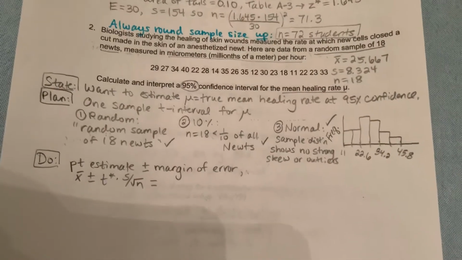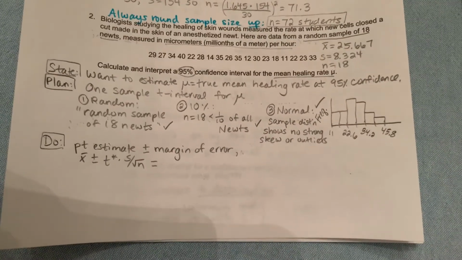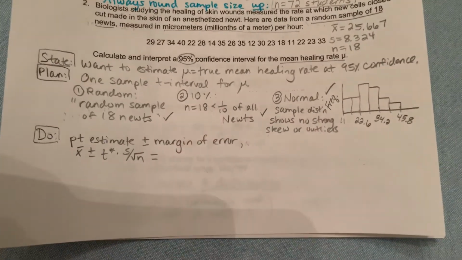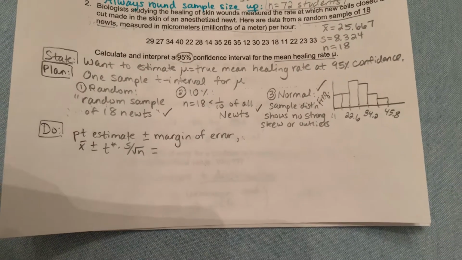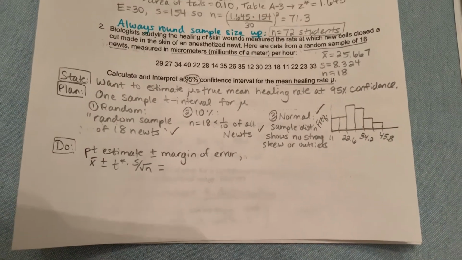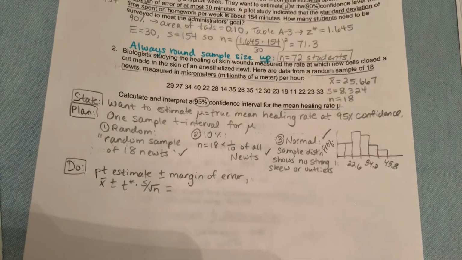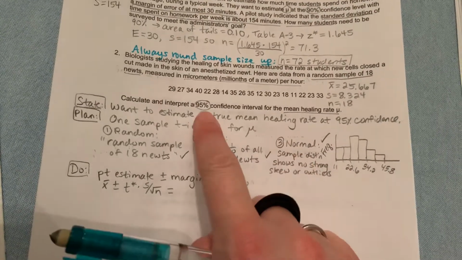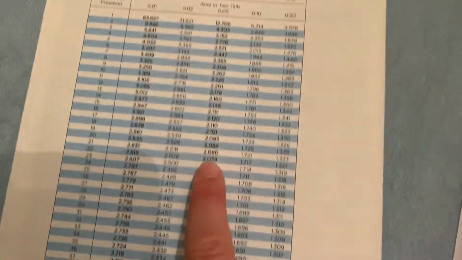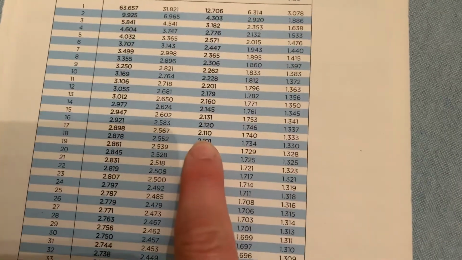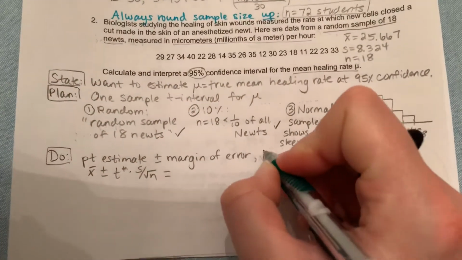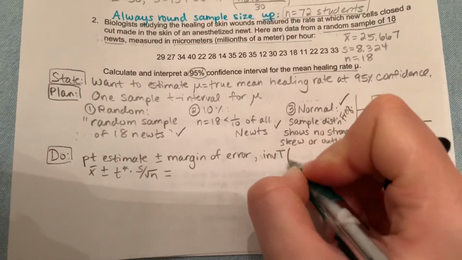I could use table A3 again, right? My degrees of freedom would be 17, 18 minus 1. And then my tail area for 95% would be 0.05. So I could follow that 0.05 down to 17 and see that I get 2.110. That is one option. I'm going to go ahead and write out the other option using the inverse t function.